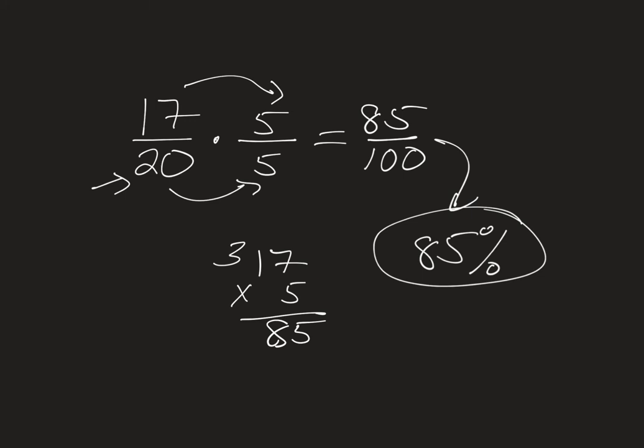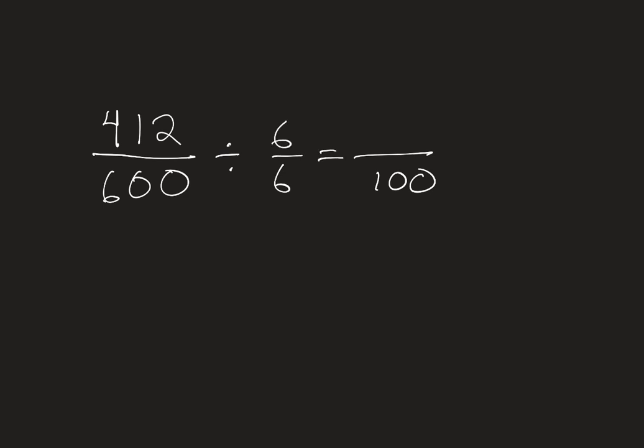Okay, sometimes we have to work our way down to 100. We start with the fraction 412 out of 600, and I want to make that a percent. So this time we're going to have to divide. To turn 600 into 100, we need to divide that by 6. 600 divided by 6 is 100. 412 divided by 6. We can do that off to the side.